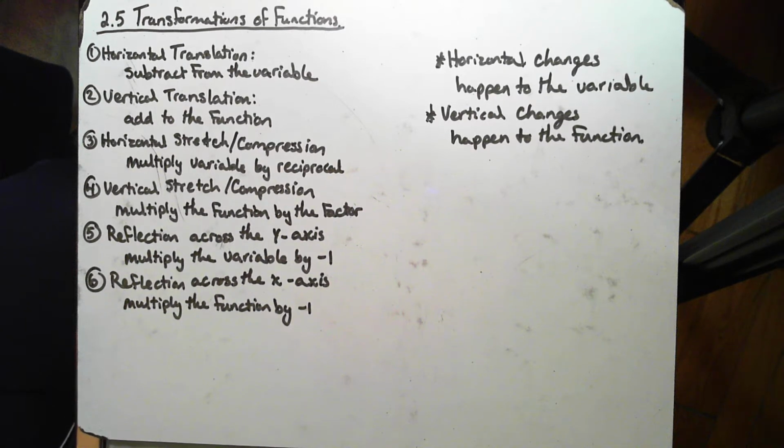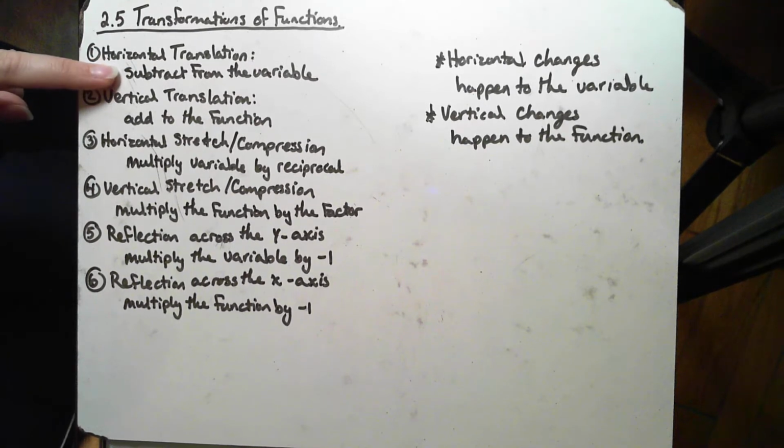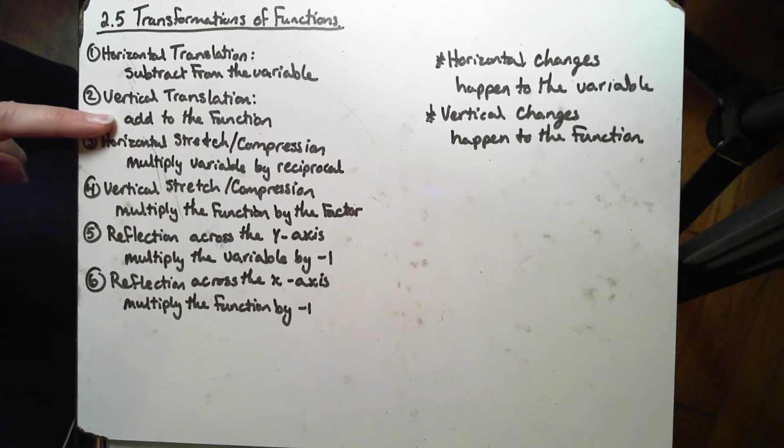Hi everyone, this is just a quick review of things about transformations with functions that you should remember from Algebra 2. The first thing is that a horizontal translation, to do that you subtract a number from the variable. For a vertical translation, you add to the entire function.